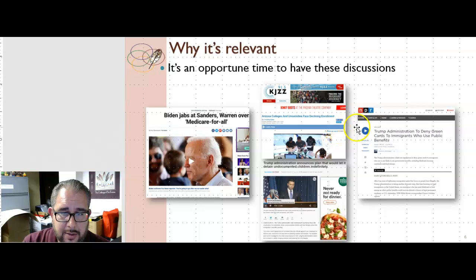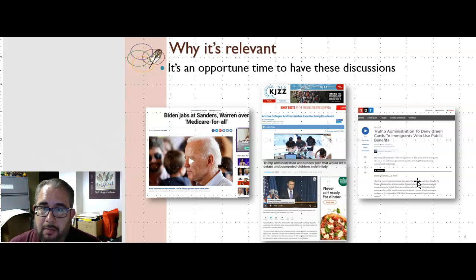Then these two articles here are focused on a really high profile topic of immigration. This one over here on the right is actually a radio piece, a segment on why the Trump administration wants to restrict immigration. It's basically around the use of public benefits. So that's our social safety net.